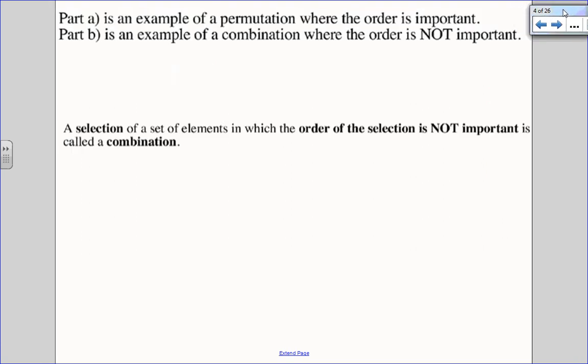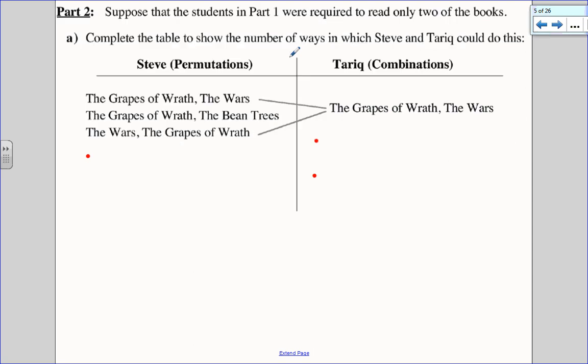So let's compare those 2 together. What we did in part A, signing them out one at a time, is a permutation, because in a permutation, the order is important. Whereas in part B, where he took out all 3 books at the same time, that would be a combination because order is not important. So this will be a new concept that we will be looking at. What happens when the order is not important? And that is a combination.